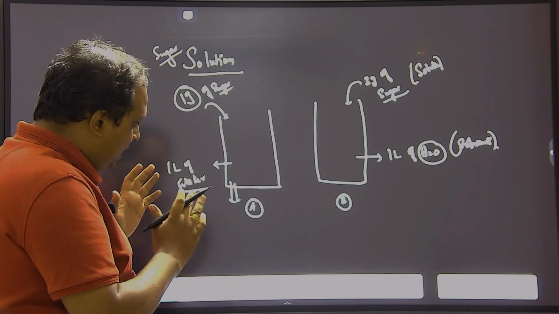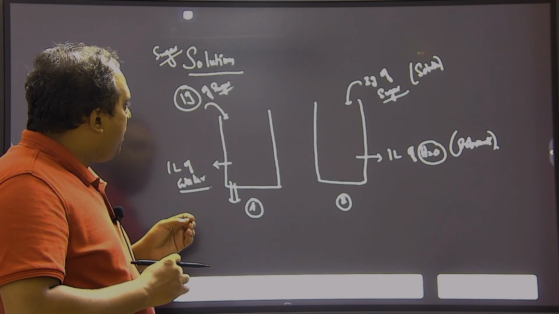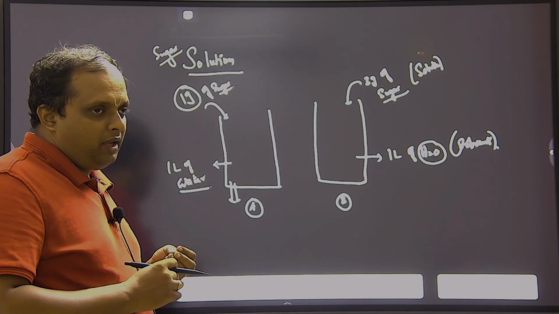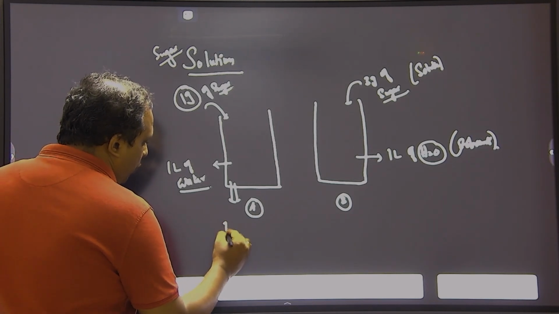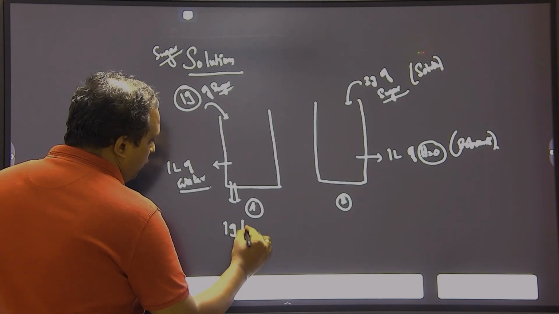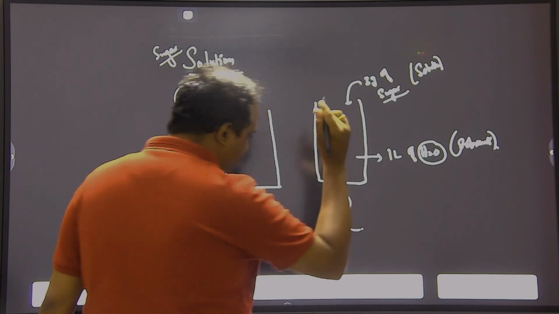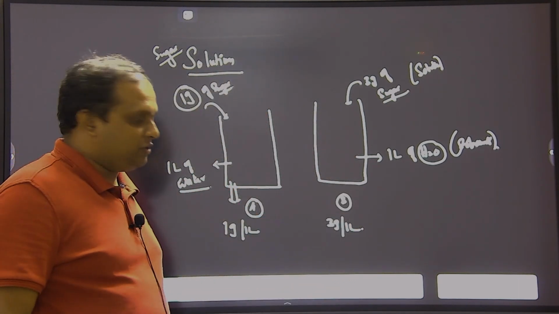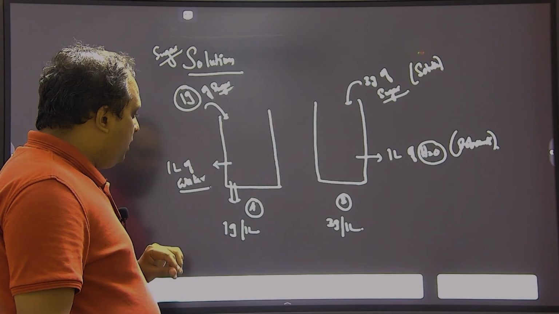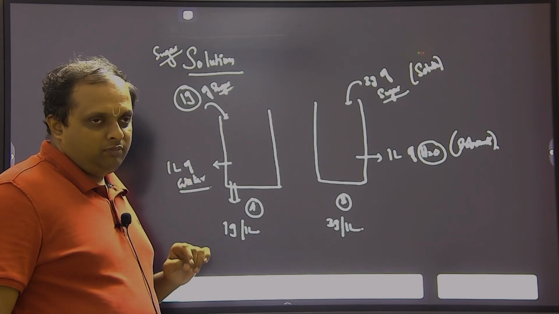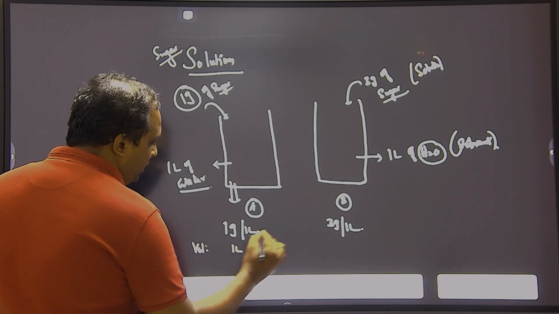Now let us understand certain things here. If you look at the amount, or the concentration of solute, this is going to be 1 gram in 1 liter. This is going to be 3 gram in 1 liter. Hope you all agree with me. So this is the concentration of the sugar: 1 gram in 1 liter, 3 gram in 1 liter. Now the volume of solvent will be 1 liter here, 1 liter here.